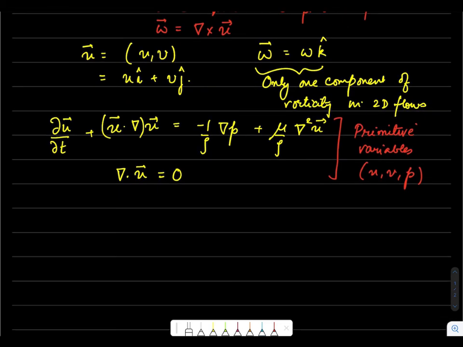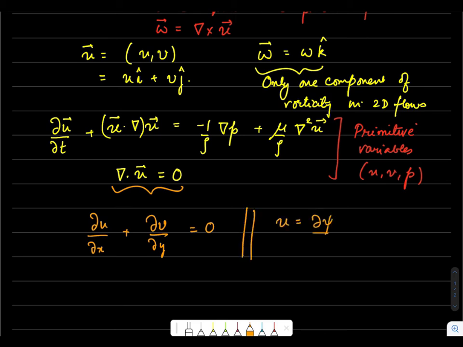Now, to start it off, because del dot u is 0, this is the continuity equation for an incompressible flow. Clearly in 2D, this is du dx plus dv dy is 0, so I can choose u to be d psi dy and v to be minus d psi dx, and that satisfies the continuity equation. Psi is basically what we call the stream function.